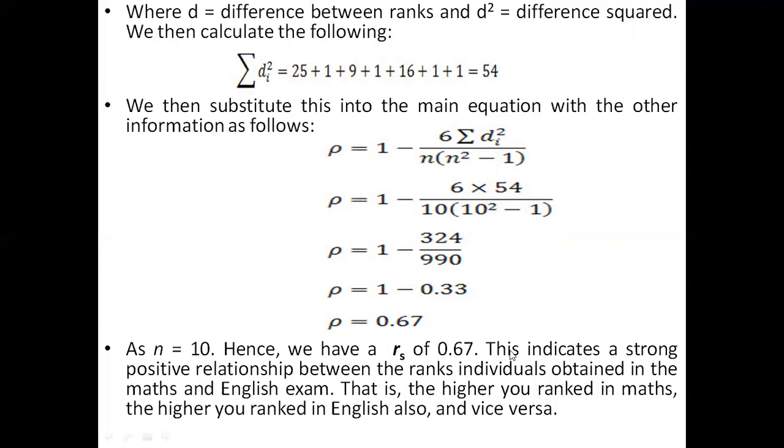Here I have also written down the interpretation part: it indicates a strong positive relationship between the ranks individuals obtained in the math and English exam. That is, the higher you ranked in math, the higher you ranked in English also, and vice versa. Means if you are getting the highest in math, then there is definitely a higher probability, as per the coefficient we are deriving by solving this rank correlation, that you are going to get higher marks in English. That is the interpretation of this particular method.